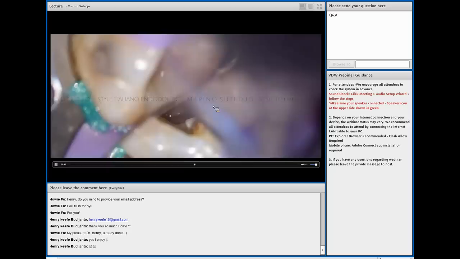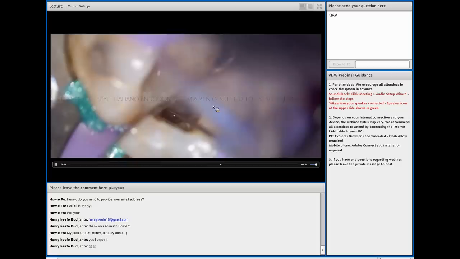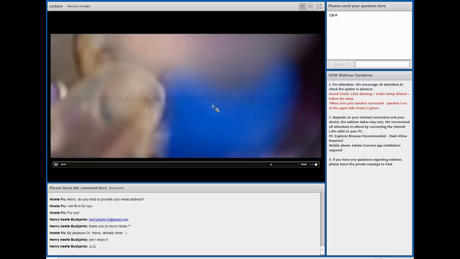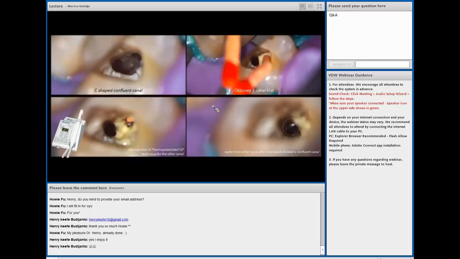And usually I'm going to use my ultrasonic in this case because I believe isthmuses are a very difficult and very challenging area to clean. Therefore, I need something that definitely has better vibrations in cleaning and activating my irrigation protocol. So after cleaning, I continue my obturation. As you can see, it's a confluent canal. So you need to fill one side and the other side and you need to combine with another technique.